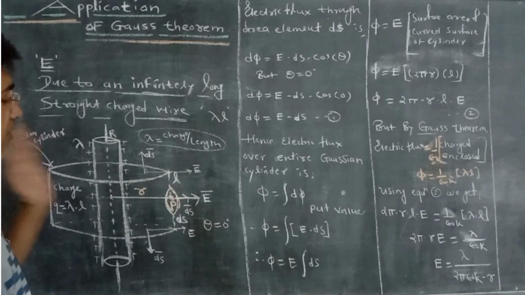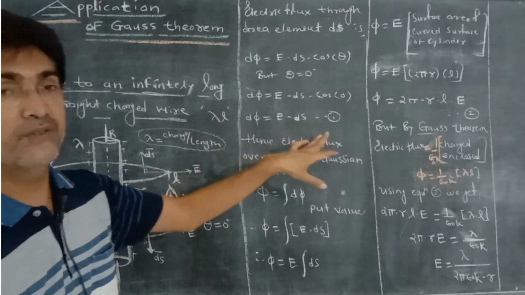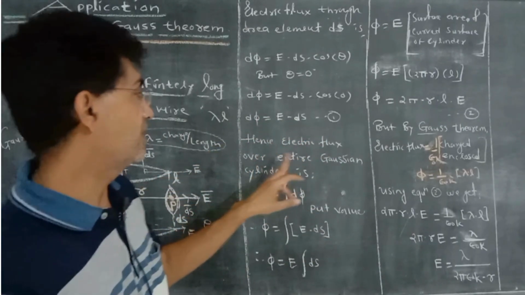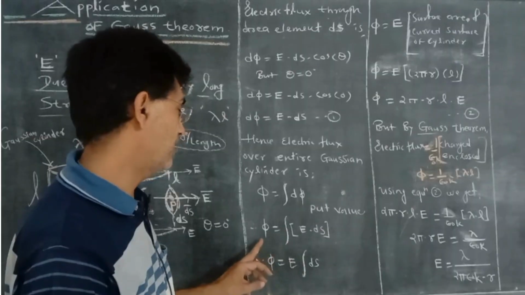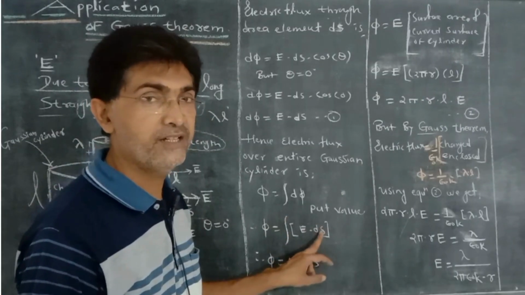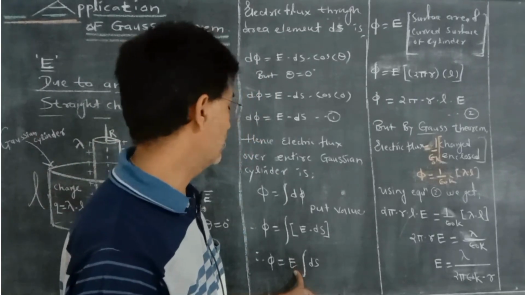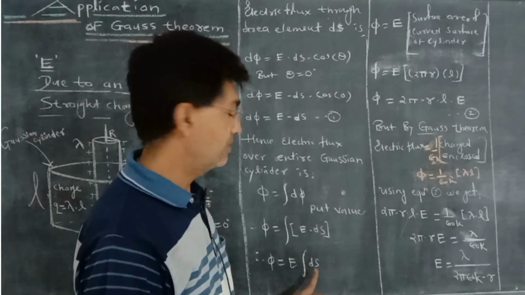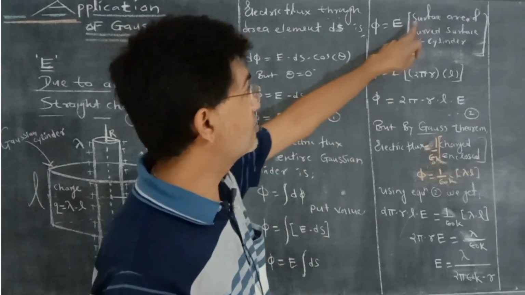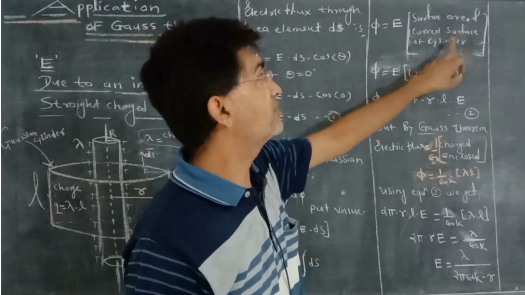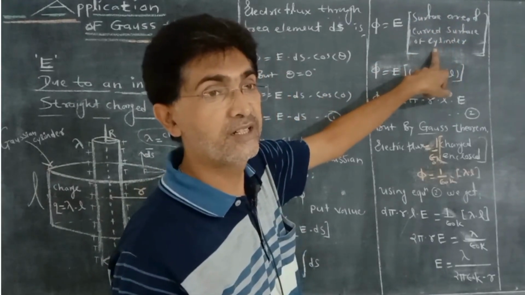So to find the flux through the Gaussian cylinder, we take the integration of equation number 1, and the electric flux over the entire Gaussian cylinder is phi equals integration of d phi. Put the value of d phi. So phi is equal to integration of E ds. E is taken outside the integration as it is a constant. It is the same over the entire Gaussian cylinder. So integration of ds, which is equal to the surface area of the curved surface of the cylinder. So phi will be E into the surface area of the curved surface of the cylinder.